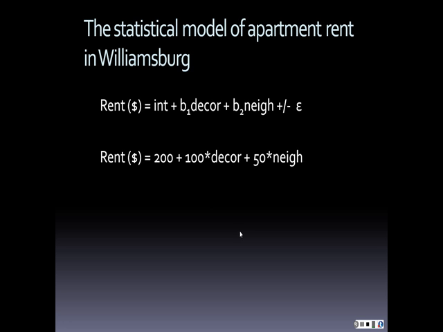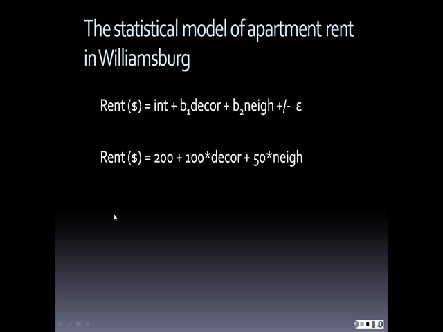Here's what that would look like mathematically. And let's say that we ran through the data and found a model like this. And let's assume for a second that all of these numbers are statistically significant. This would be A, or what we'll refer to as our constant, and then this is the B coefficient for decor and the B coefficient for neighborhood.